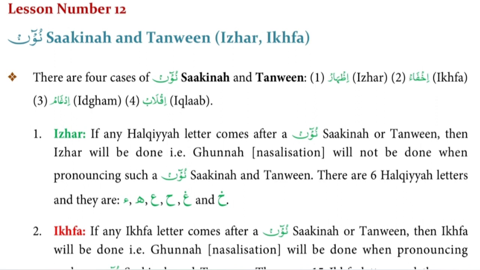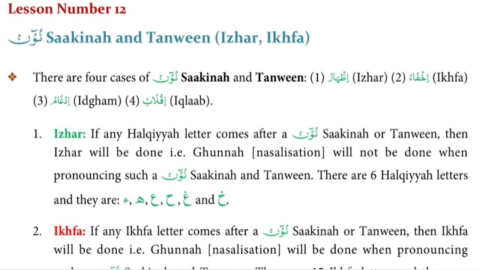Number 1, there are 4 cases of noon sakin and tanween. Number 1, izhar. 2, ikhfa. 3, idgham. 4, iqlab. Number 1, izhar. If any halkiya letter comes after a noon sakin or tanween, then izhar will be done. That is, ghunna, nasalization, will not be done when pronouncing such a noon sakin and tanween.